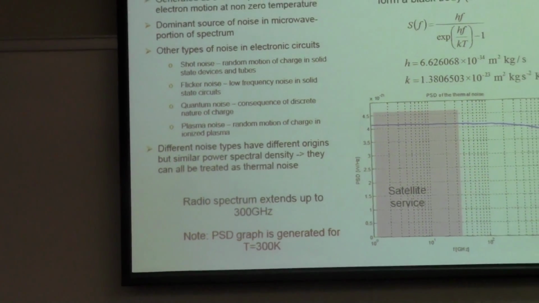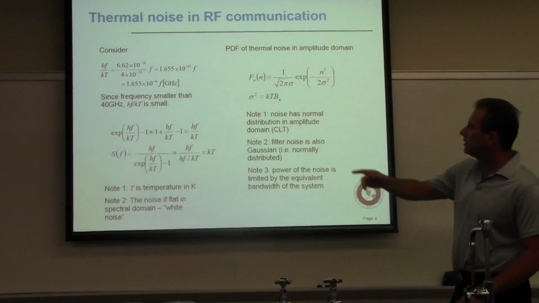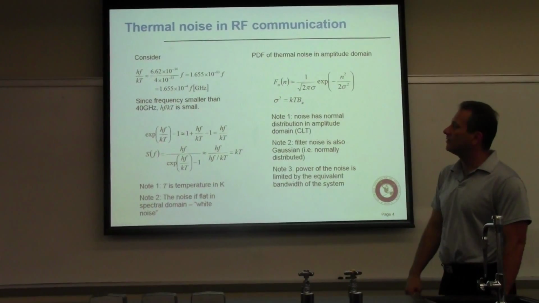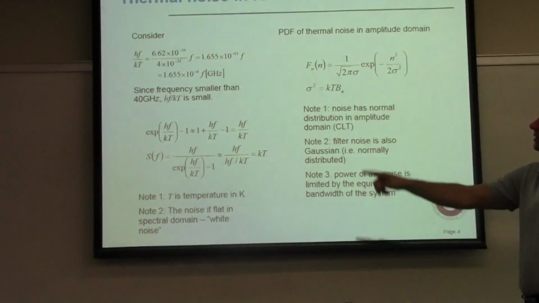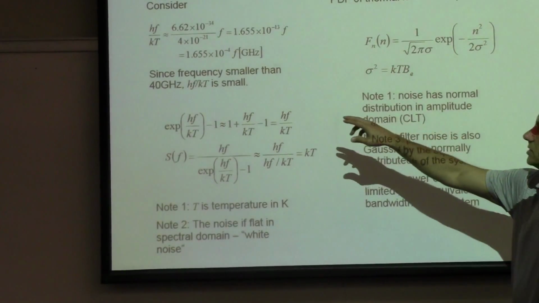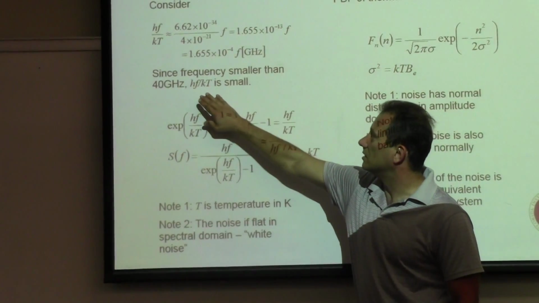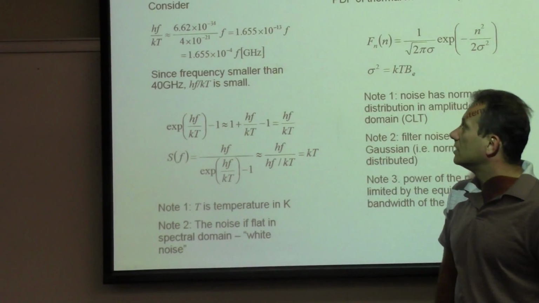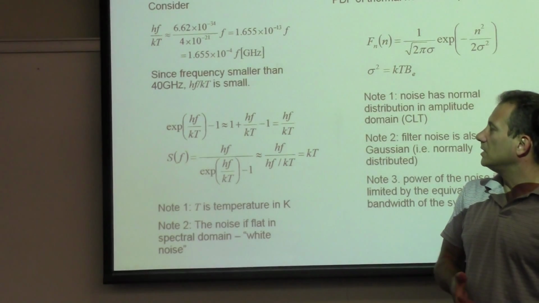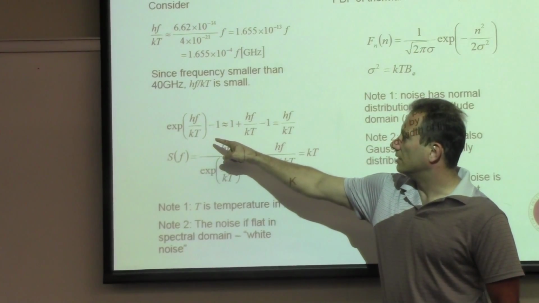Now, if you look at that term in the exponential, hf over kT, and substitute the values for h and k, kT at 300 kelvins, and you work it out, we can see that this is some small number times the frequency in gigahertz. So for all the frequencies, let's say, where we have satellites up to 40 gigahertz, this ratio of hf over kT is very small. And if something is small, then the exponential can be expressed as 1 plus that, right?